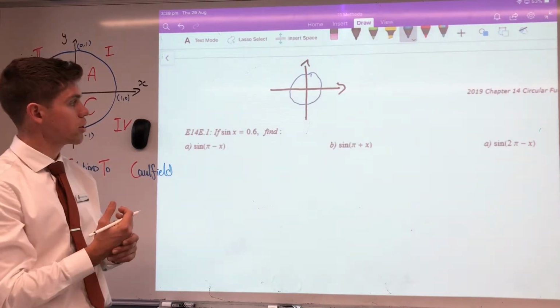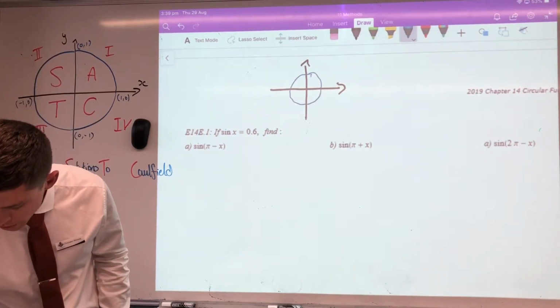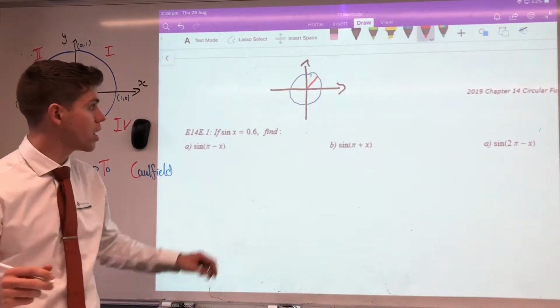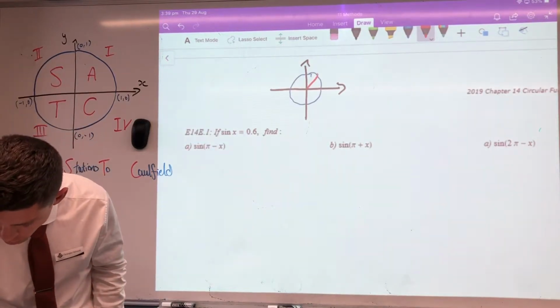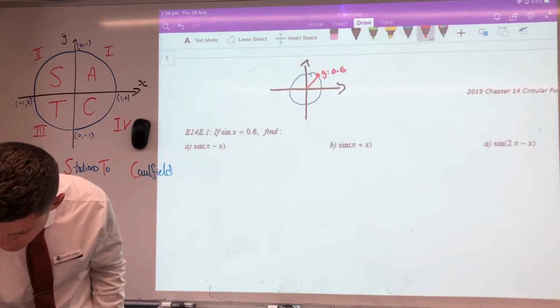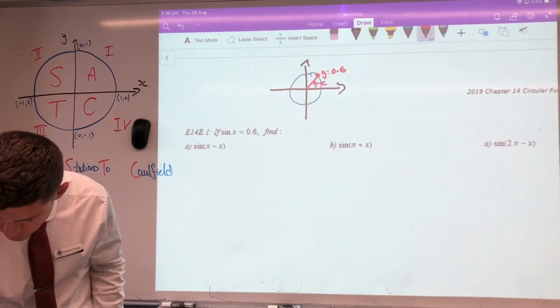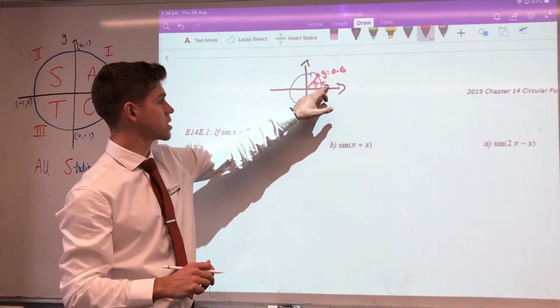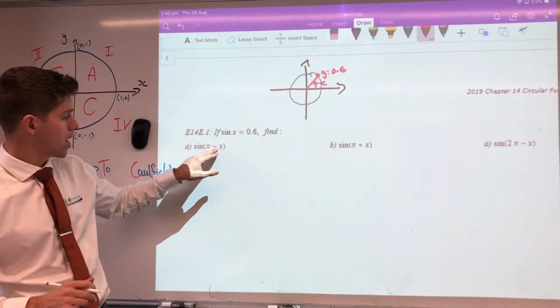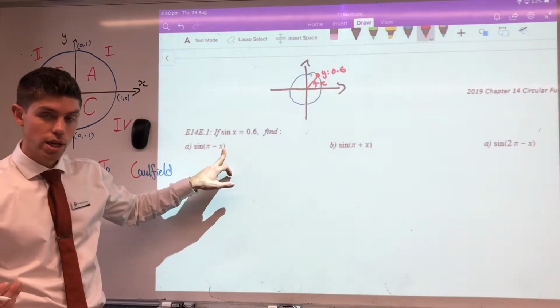All right, if there's a unit circle here, and we have some angle of x, which goes a little bit over halfway up the unit circle, to a y-coordinate of 0.6 for some angle x. Then, if we are taking pi minus x, which quadrant is that in?